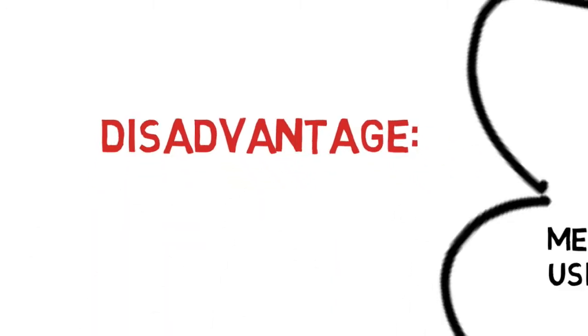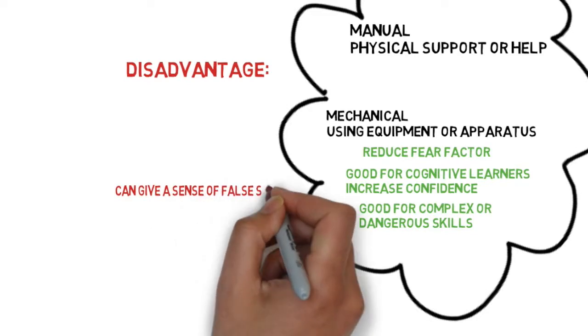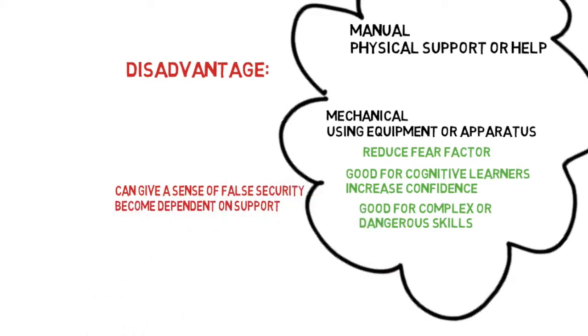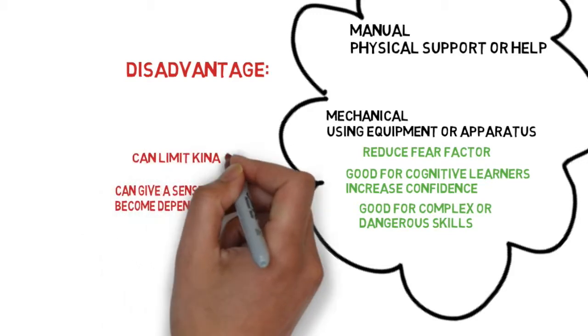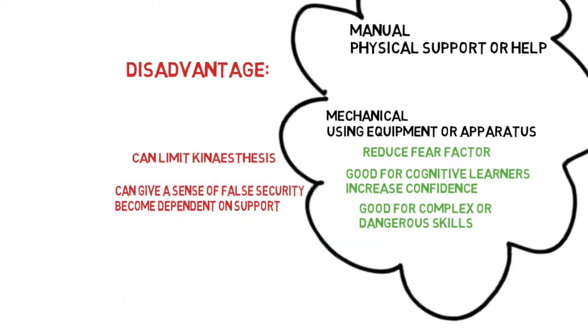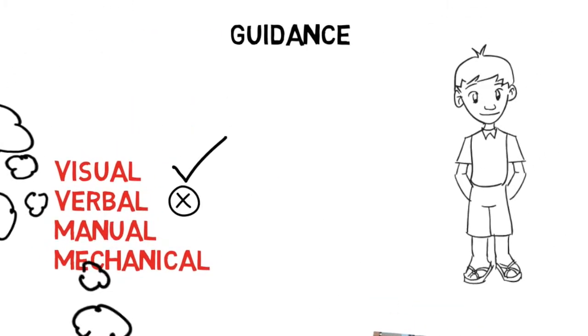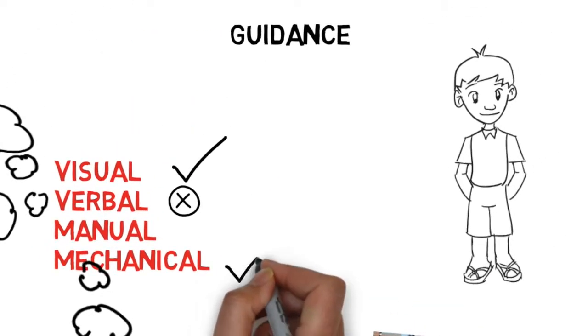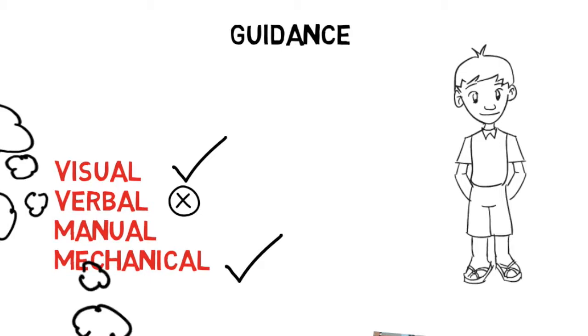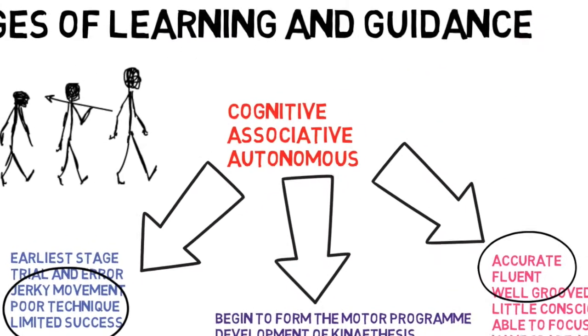But some of the disadvantages, so it can give a sense of false security, becoming too dependent on that support. So for example, a float in swimming, once you take the float away they may struggle. And if they do have that float, then it reduces the kinesthesis, the flow of the skill. So you don't get to know what it actually feels like properly. So we'll say yes to mechanical and yes to manual for the cognitive learner.